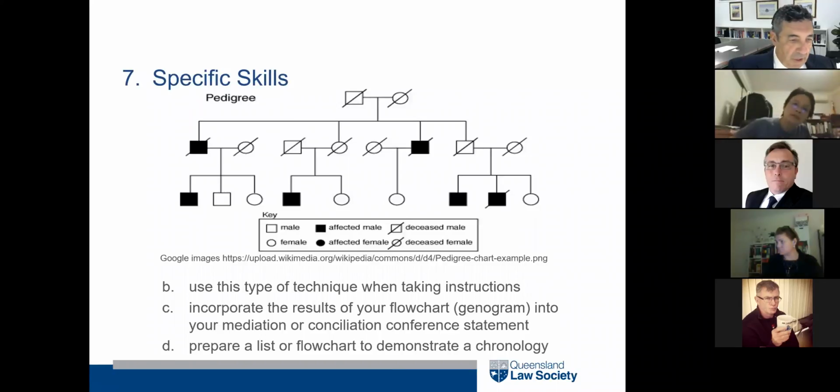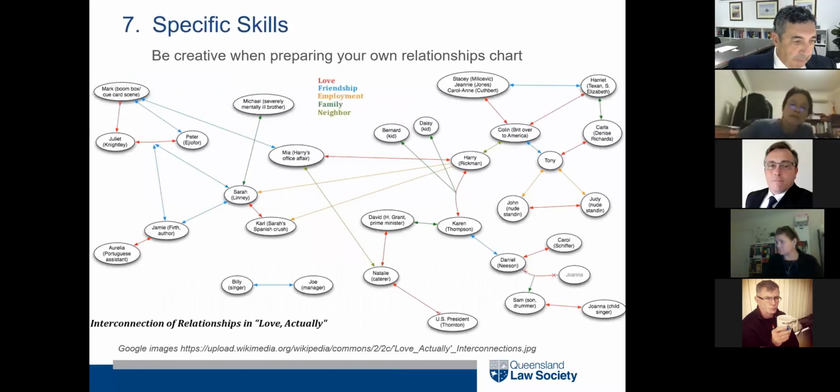So you should now see the slide that we were working off previously. That's an example of the genogram, the interconnection of relationships in Love Actually, which is more complex than the one you've just done. I'm sure many of you would have seen that movie, Love Actually. So that gives you an idea of how you can chart these relationships between people.